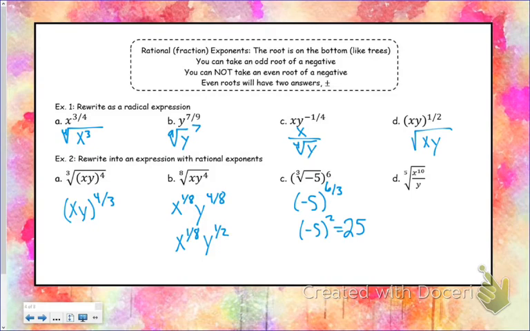All right, and then looking at D, okay, so I'm going to have x to the 10/5. Y is to the negative 1/5. So this becomes x squared. This is y to the negative 1/5.